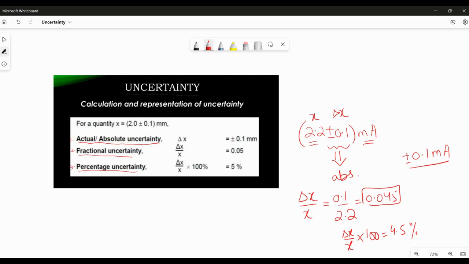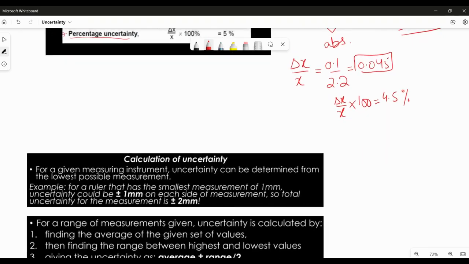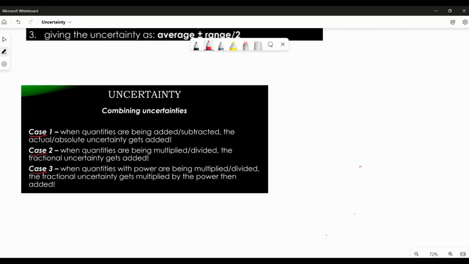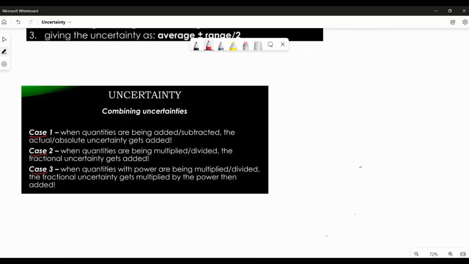Now, let's look at how we calculate uncertainty in measured values. What do we mean by measured values? Let's have a look at the three cases mentioned over here. When quantities are being added or subtracted, the actual or absolute uncertainty gets added. What do we mean by that?